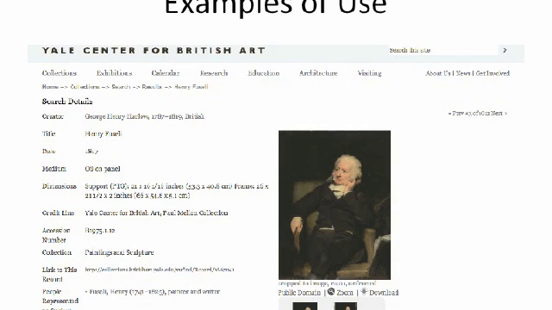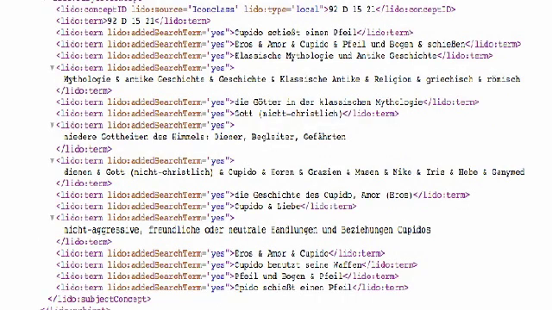And now let's take a look at some examples of LIDO being used. And in this slide, we've got the forward-facing side of things that shows the metadata associated with the painting. This is from Yale Center for British Art. But now let's take a look at the behind the curtain scene with LIDO.